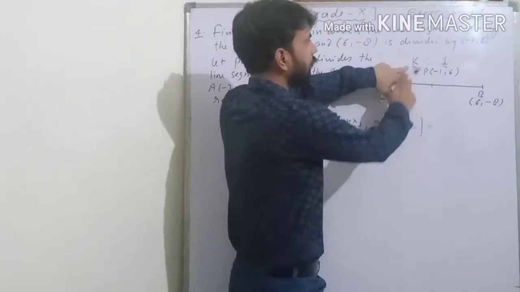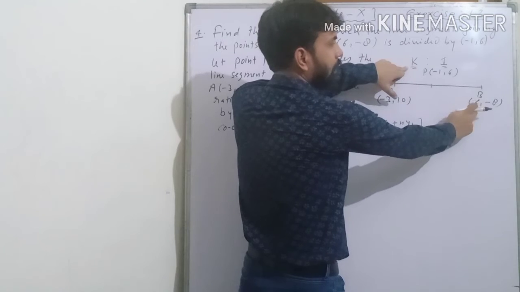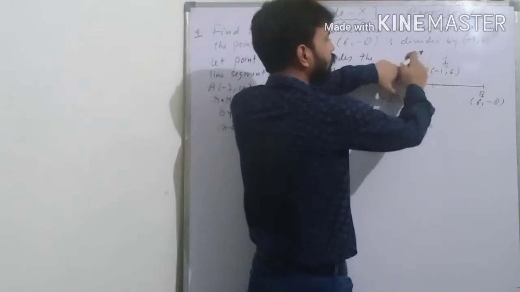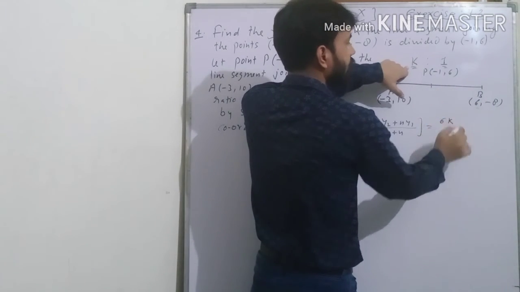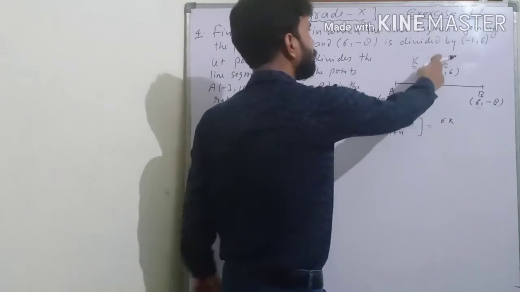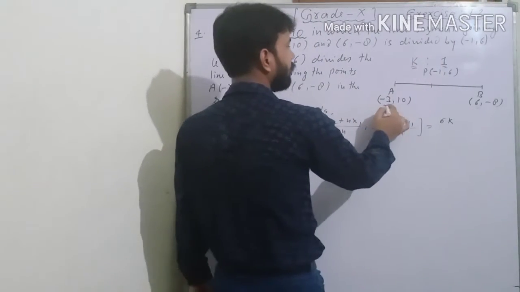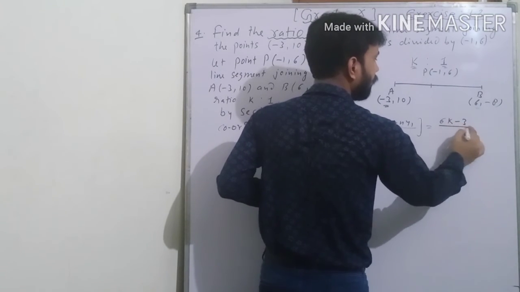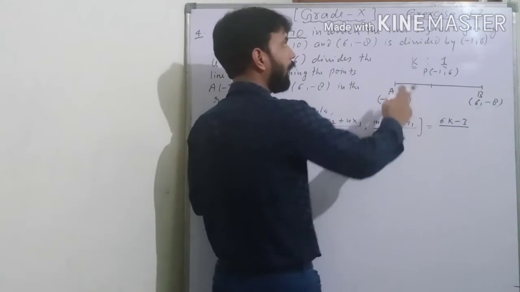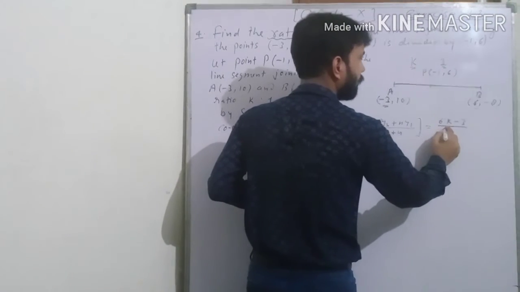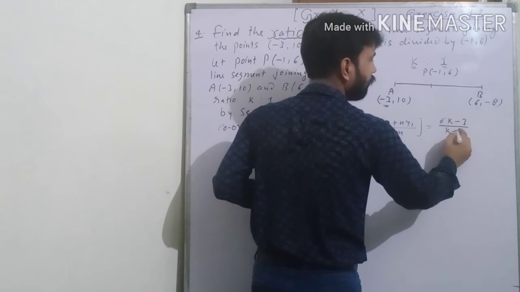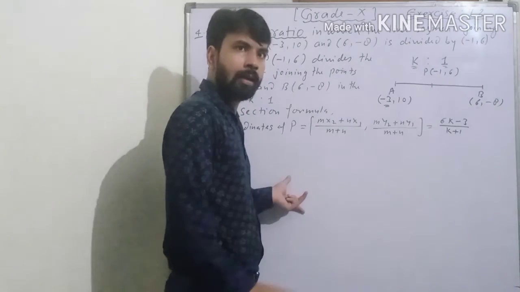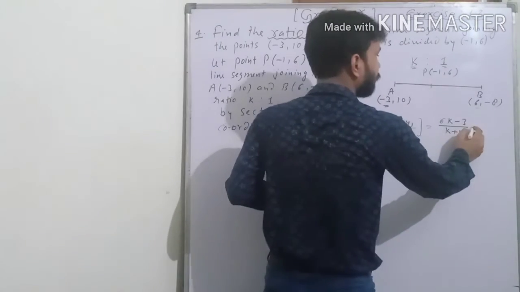This k is multiplied by x2. x2 is how much? 6. So 6 into k we will get 6k. Now this 1 is multiplied by x1, that is minus 3. So 1 into minus 3 you will get minus 3, upon the sum of m and n. m is k and n is 1, so their sum is k plus 1. Clear? Similarly we will have to find the ordinate.